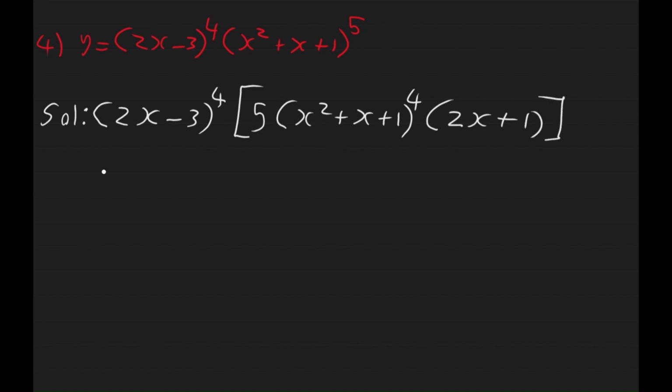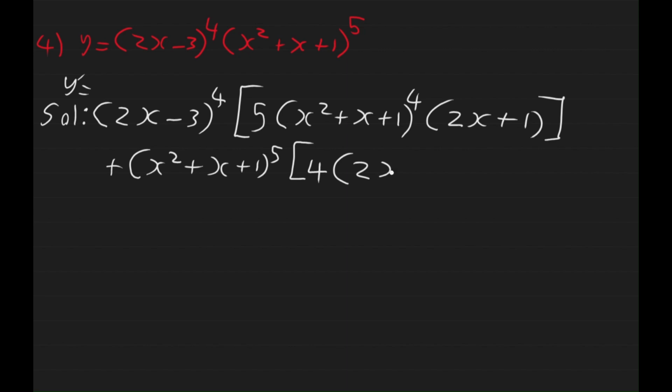Plus. Okay, I should have written here y dash equals. That's okay. Plus the second function, which is (x power 2 plus x plus 1) all power 5, multiplied by the derivative of the first function, which is 4. You just write this as it is, power 3, multiplied by the derivative of what's inside the bracket, which is 2x. Okay. And that's it for this example.